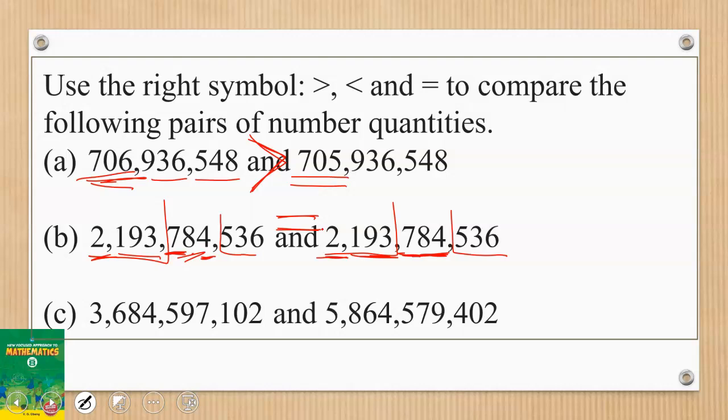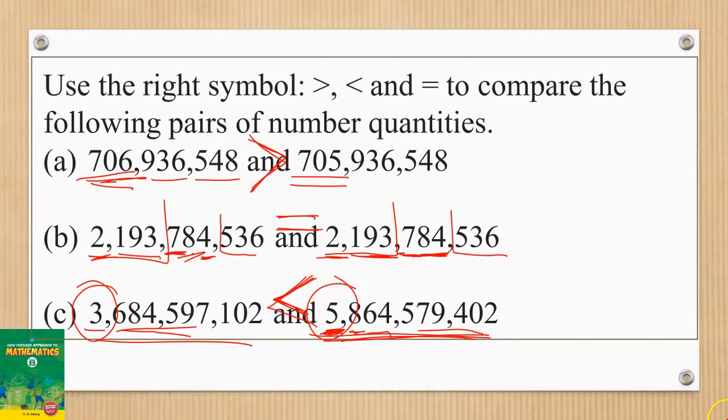I hope it makes sense. Okay, let's try the last one here. Here we have 3 billion, 684 million. Here we have 5 billion, 864 million. Of course, the rest, I don't care. Once this starts with 3 billion and this starts with 5 billion, that means the second number is bigger than the first because they have the same number of digits. That means 5 billion is bigger than 3 billion. And so we'll say this is less than. So this number here is less than that number.